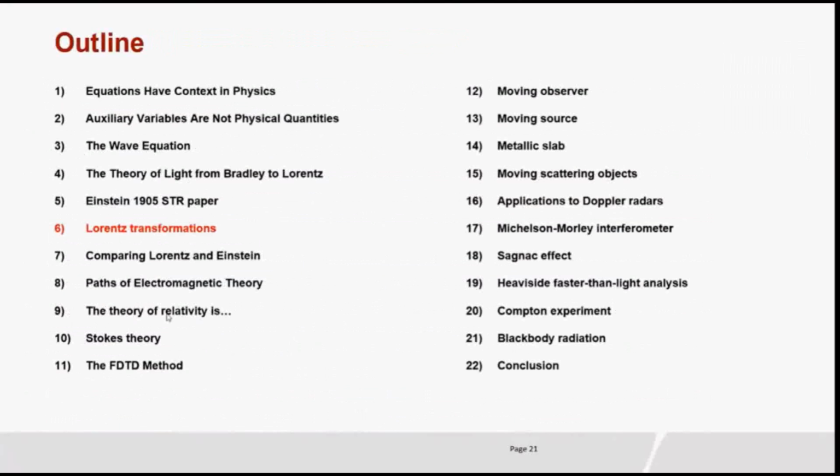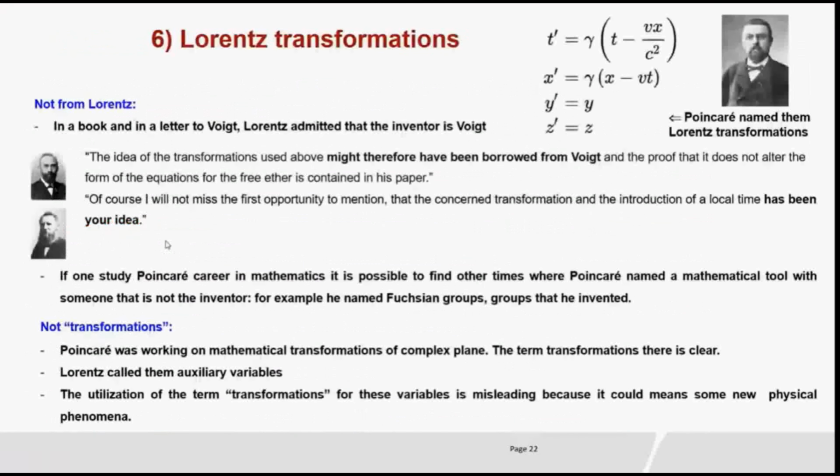So now let's talk about Lorentz transformations. As I said, these are Voigt variables multiplied with a gamma factor. Who called them Lorentz transformation? Poincaré named them Lorentz transformation. Poincaré was a mathematician, an expert in mathematical transformation of the complex plane. So he used this term transformation in his work. He called it Lorentz transformation, but is it really Lorentz who invented that?